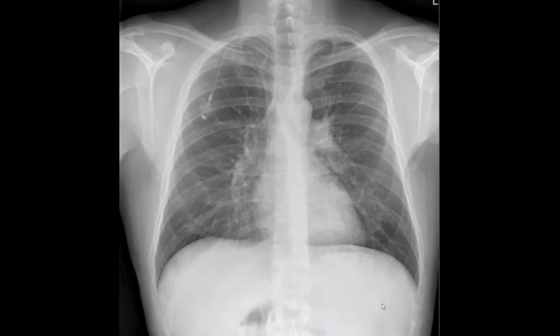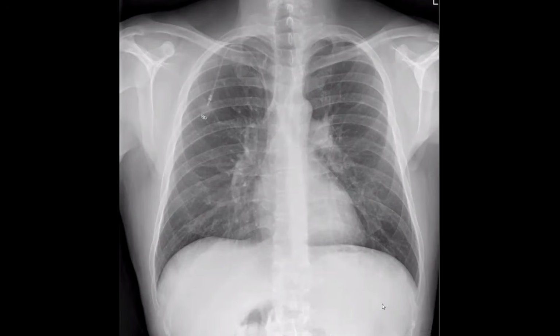I can see that there is a tunneled catheter seen on the right side. The distal tip is seen at the cavoatrial junction, which is appropriately positioned.